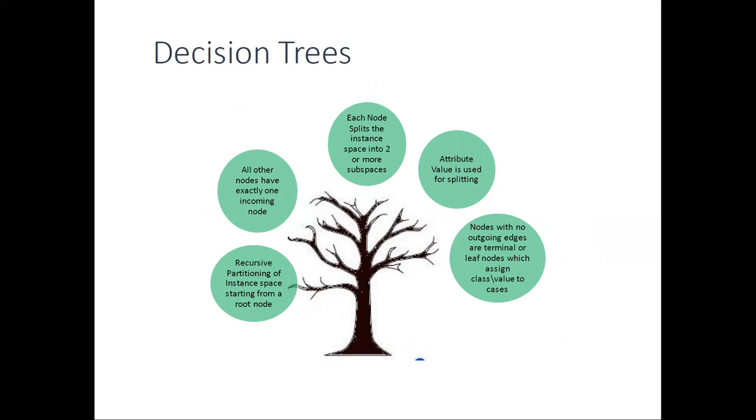Here, in decision trees, we start with a root node and recursively partition the attribute space starting from this node. All other nodes have exactly one incoming edge. At every node, we split the example space into two or more subspaces. A given attribute at a given node which has the maximum information is used for splitting. The nodes with no outgoing edges are the terminal leaf nodes, which are used to assign the class labels for the problem at hand.